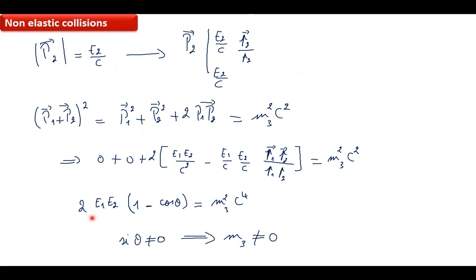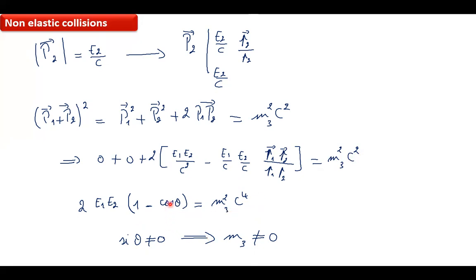So it's 2E1 E2, you can multiply by c squared. So you have 2E1 E2 as a common factor, times 1 minus the product of these vectors over the norm, which is just the cosine between the two unit vectors. So it's 1 minus cosine theta, that is equal to M3 squared c^4.